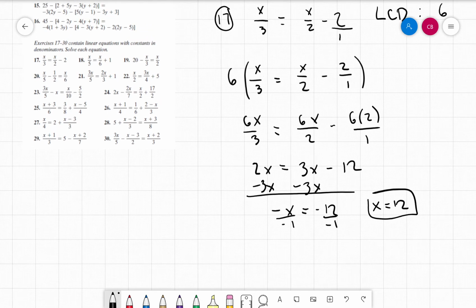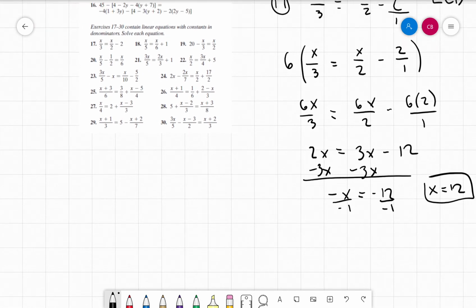So let's look at, I don't know, 20. So we have 20 here. So what we're going to do is we have x over 5 minus 1/2 is equal to x over 6. Here the LCD, 5 goes into 10. So you can just basically, since 2 goes into everything, just check what the LCD of the biggest numbers are and then see if 2 goes into that, if it's even. And it is. The LCD here turns out to be 30.